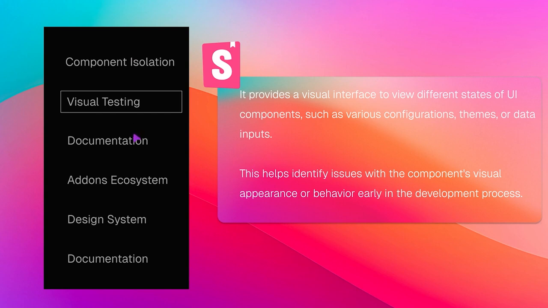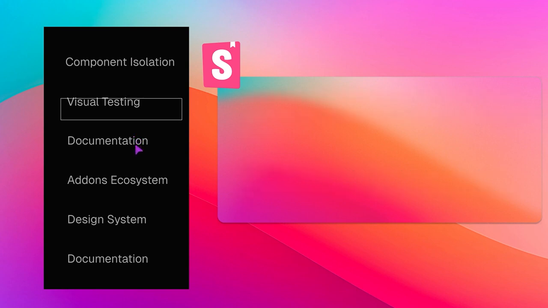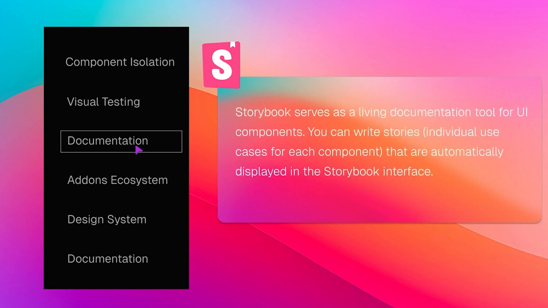So this helps identify issues with the component visual appearance or behavior early in the development process. It also provides the documentation, and I've seen a lot of developers use Storybook just for their documentation, not for anything else. So Storybook serves as a living documentation tool for the UI component.